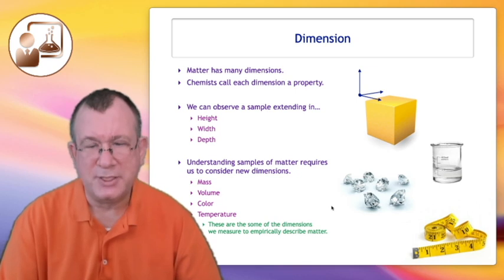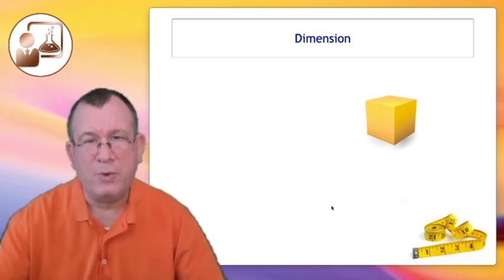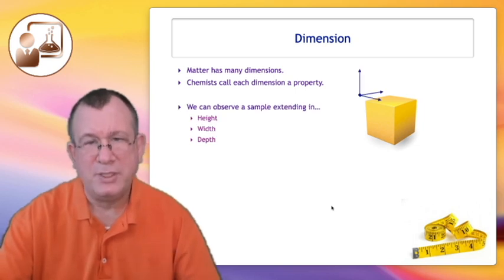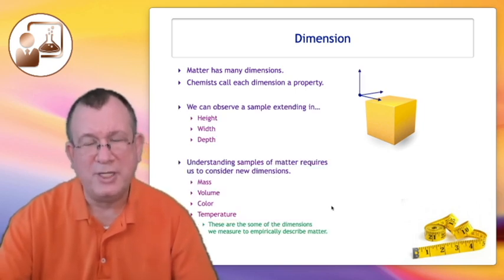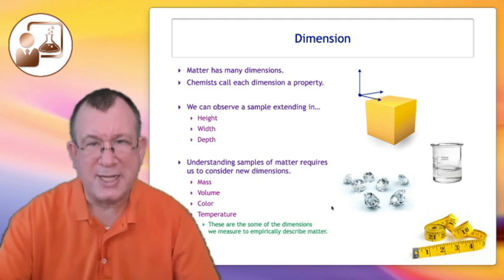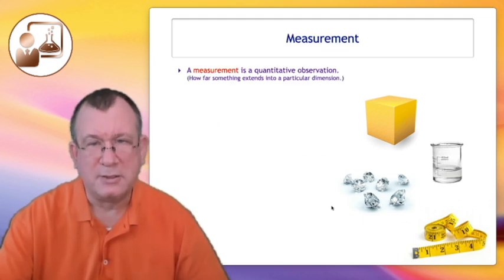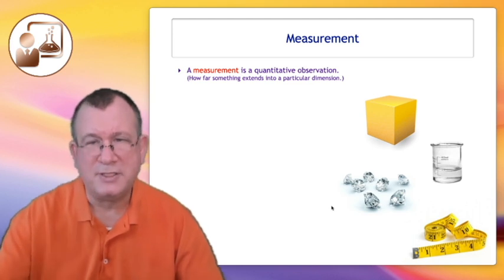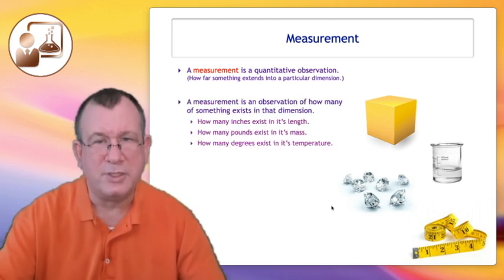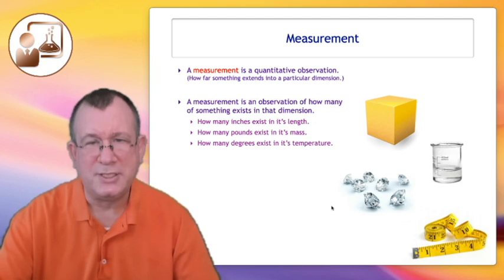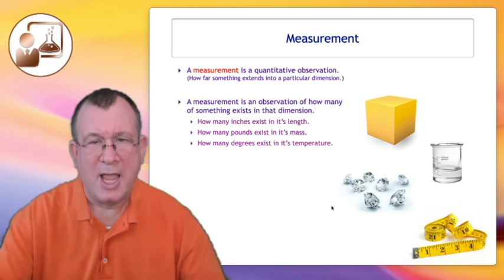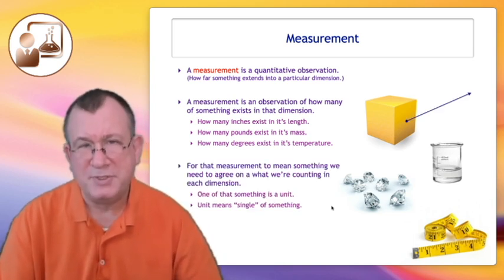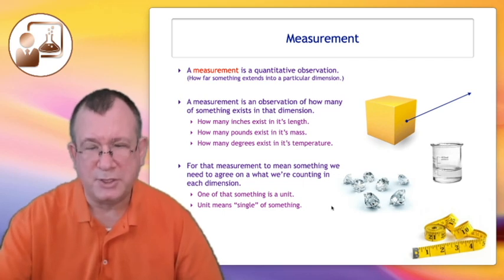And when we take measurements, it'll be interesting to know that when we get quantitative about matter, it's going to be important to know how far into each of these dimensions that substance extends. And that's a measurement. Measurement will tell us, for example, the hardness of the diamond, the viscosity of the water, and so forth. How many inches are in its height, pounds are in its mass, degrees are in its temperature. How far does this substance extend into each one of those dimensions?